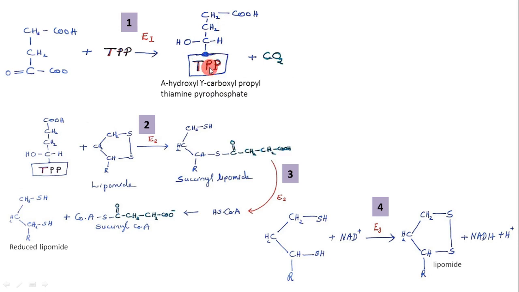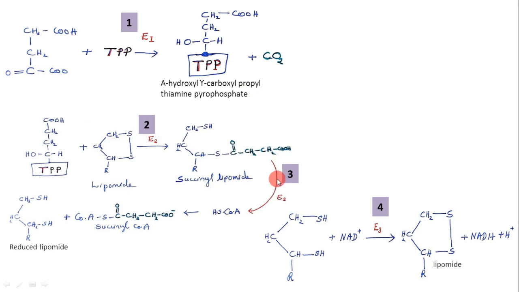Then in the next step, this compound reacts with lipomide, or it transfers this group into another carrier compound, namely lipomide, and thereby a compound namely succinyl lipomide is formed. The succinyl group from the thiamine pyrophosphate is transferred into lipomide to form succinyl lipomide.